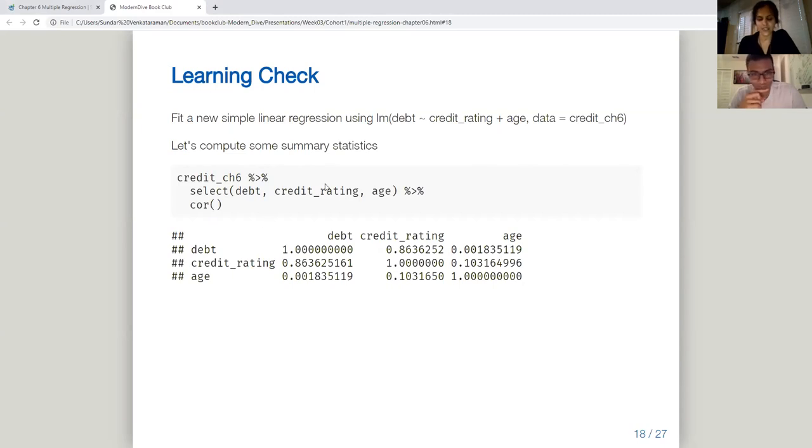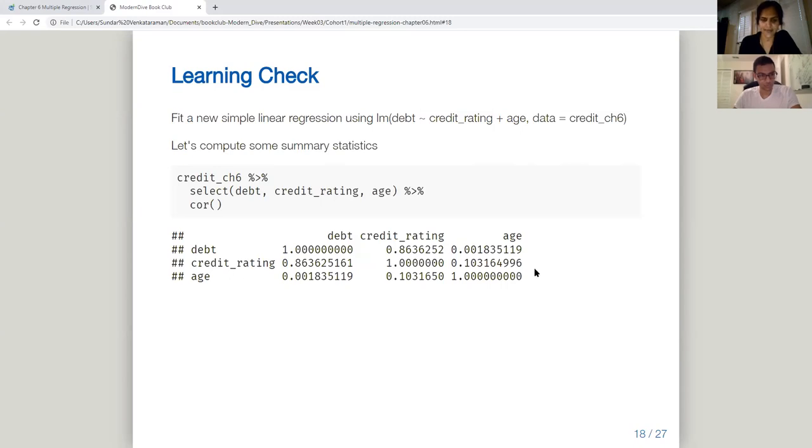So they want us to test this out for another set of explanatory variables, credit rating and age. It's part of their learning check, and I did just that. Here again, you can tell that credit rating and debt are pretty tightly correlated, and your age and your credit rating don't have much collinearity because it's pretty low, about 0.1. So credit rating and debt, again, are tied pretty tightly together.